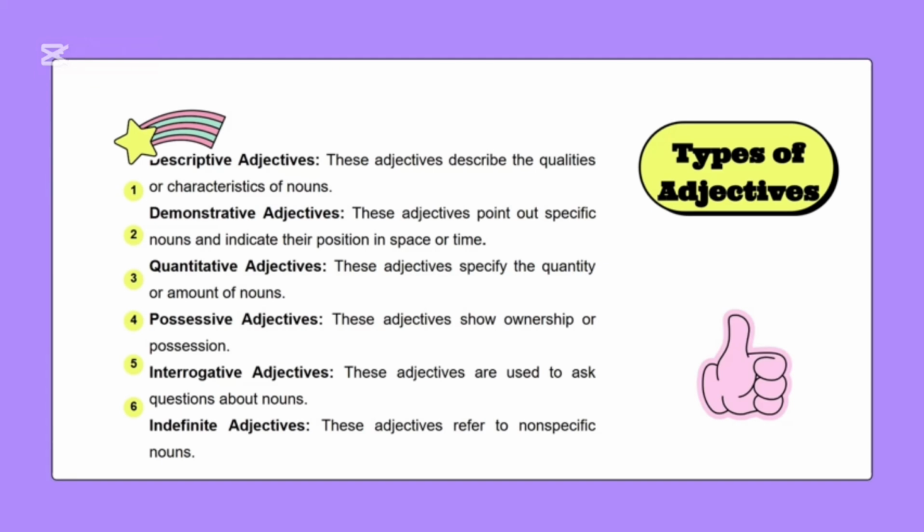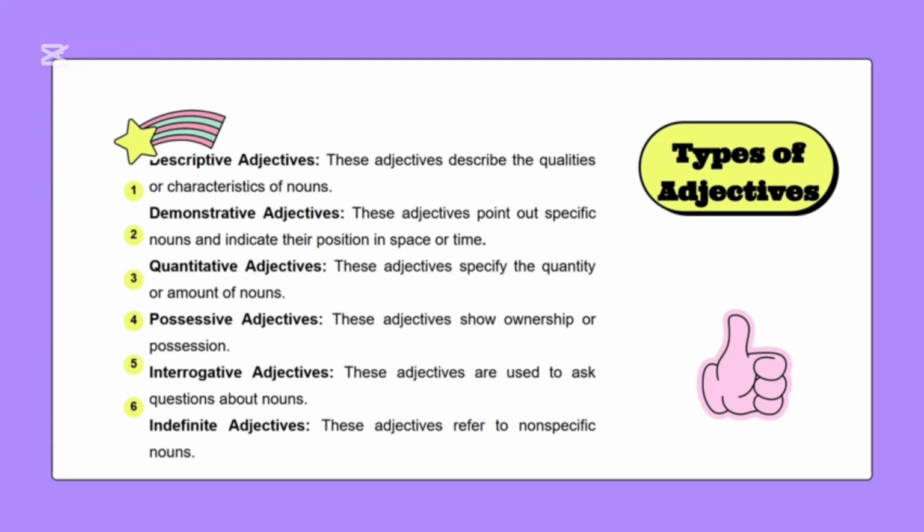Possessive adjective. That's ownership now. For example, my dog loves to play fetch. Loves to play with the ball, right? The word my is the possessive adjective in this sentence, showing ownership. My dog. My is the possessive adjective.